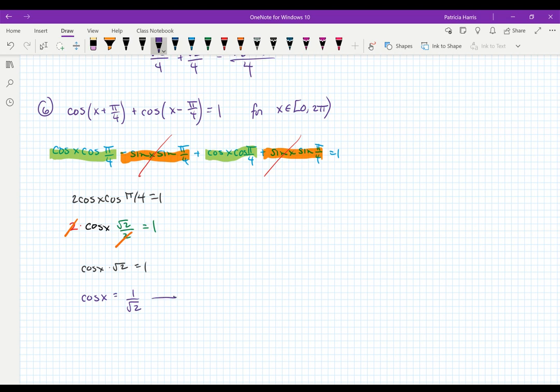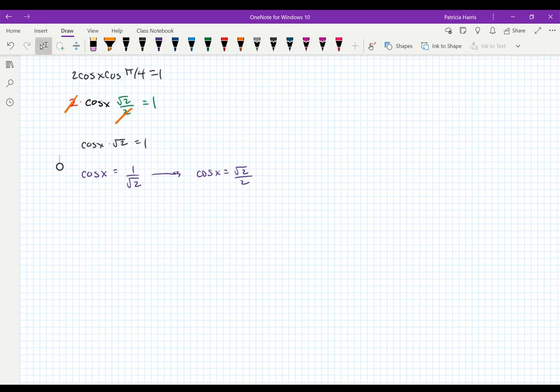Now that should be rationalized, and you will get radical 2 over 2. That's a value on the unit circle. So I take a look at my unit circle and ask myself, where does the cosine ratio give me a positive radical 2 over 2? And that happens at x equals pi over 4 and 7 pi over 4. And that's it. Okay, so those are the solutions to your last quiz.